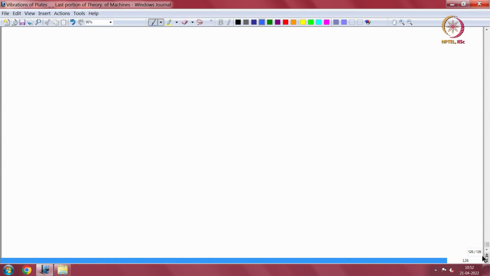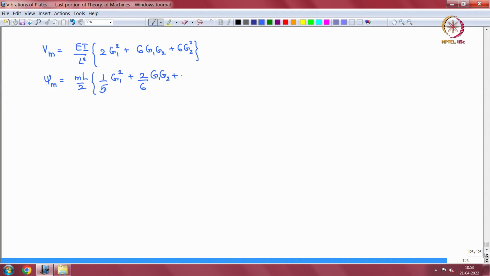Now if we substitute my f of x into Vm and psi m and do the integrations, Vm is E I by L cube times 2 g1 squared plus 6 g1 g2 plus 6 g2 squared, and psi m becomes m L by 2 times 1/5 g1 squared plus 2/6 g1 g2 plus 1/7 g2 squared.